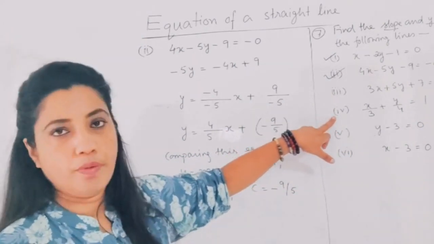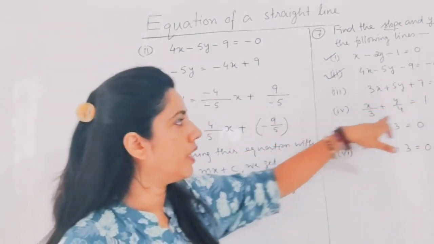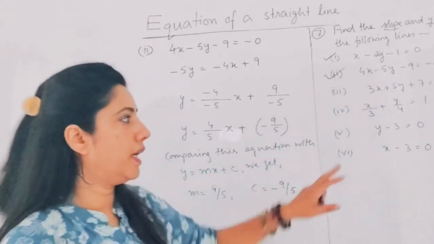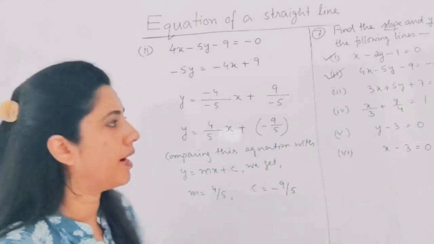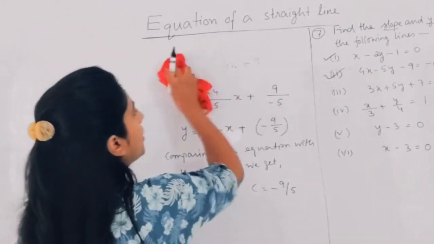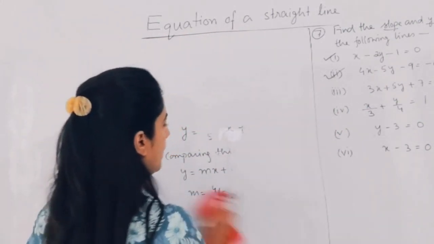Question number 4. We'll just try question number 4 because this is not in the usual form. So let us first get it in the standardized form and then find out m and c from here. So I'm now doing question number 4.